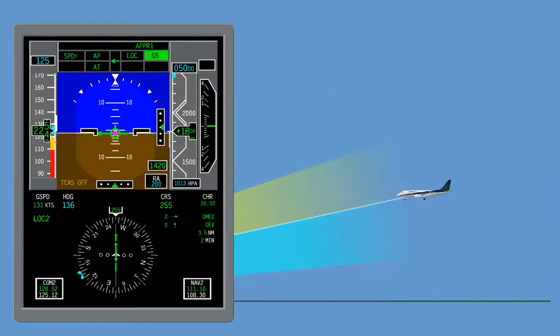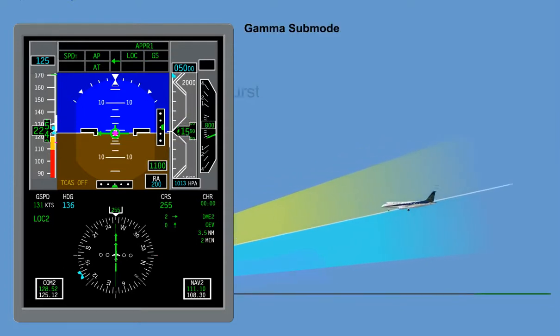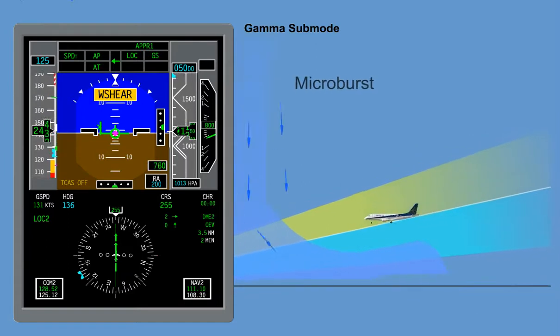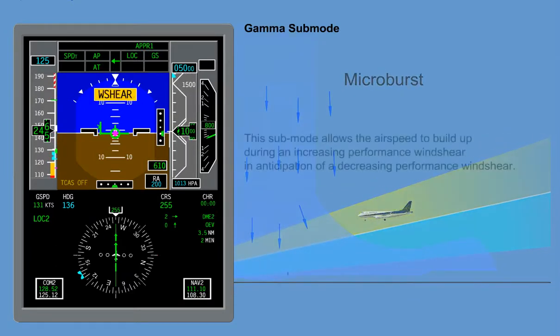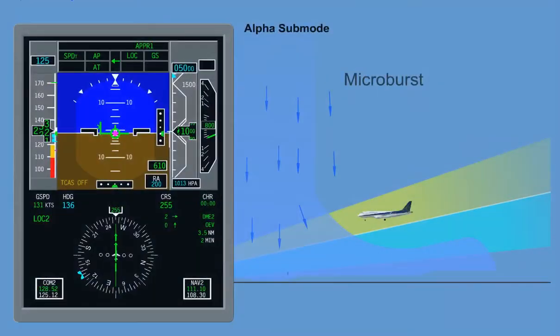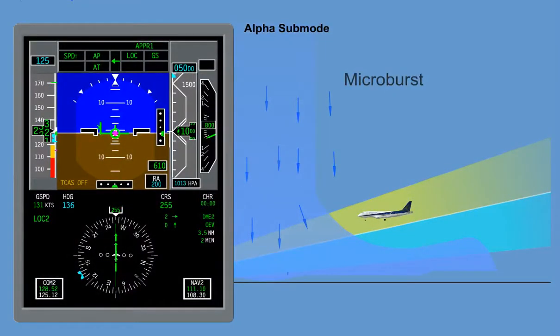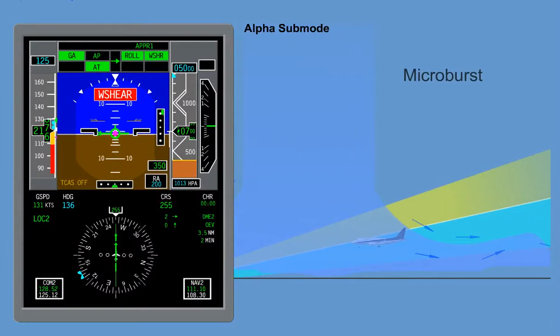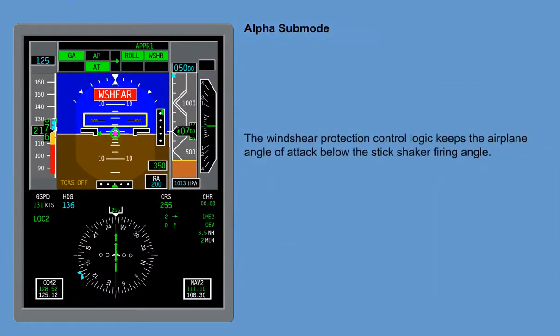The wind shear escape guidance mode incorporates three control logics. The gamma submode. The airplane has a positive flight path angle. This submode allows the airspeed to build up during an increasing performance wind shear in anticipation of a decreasing performance wind shear. The alpha submode. The airplane maintains airspeed when approaching stall conditions. The wind shear protection control logic keeps the airplane angle of attack below the stick shaker firing angle.